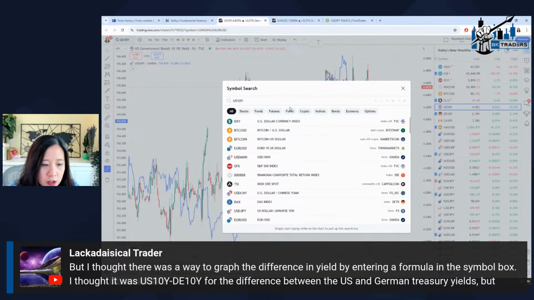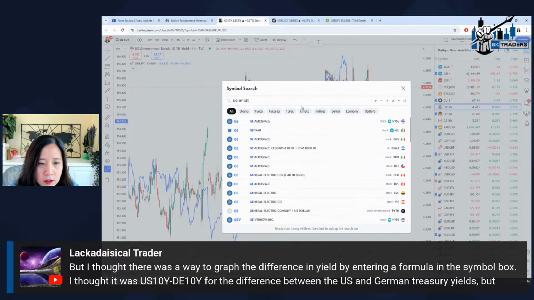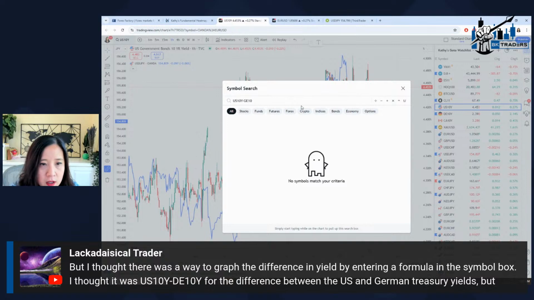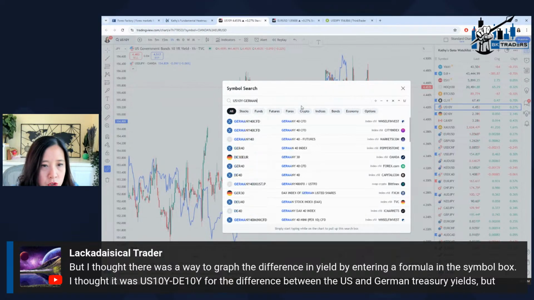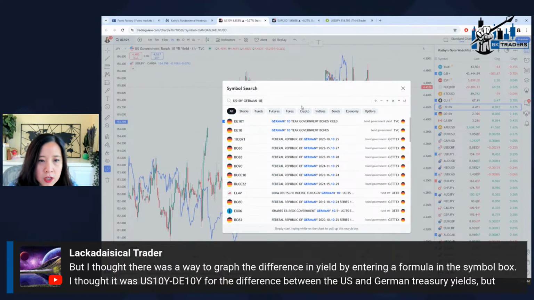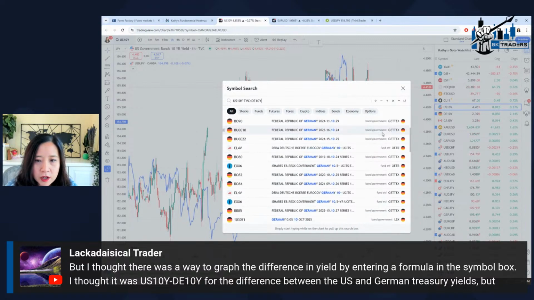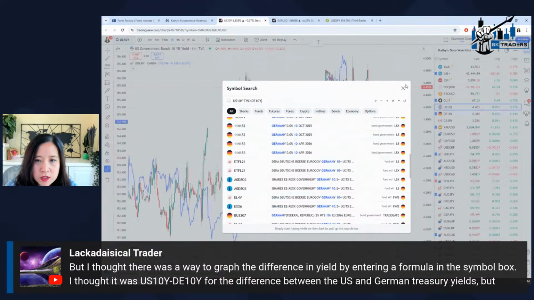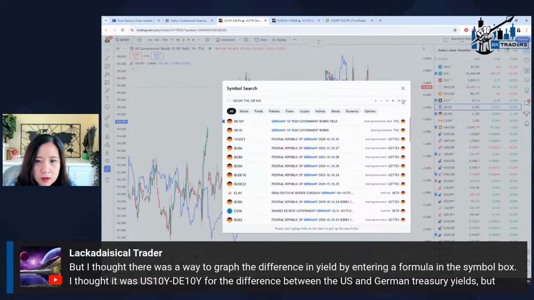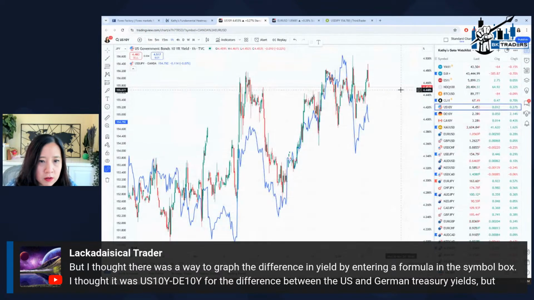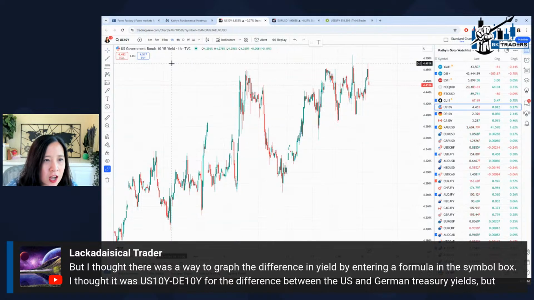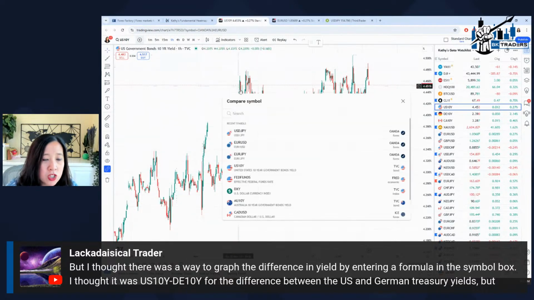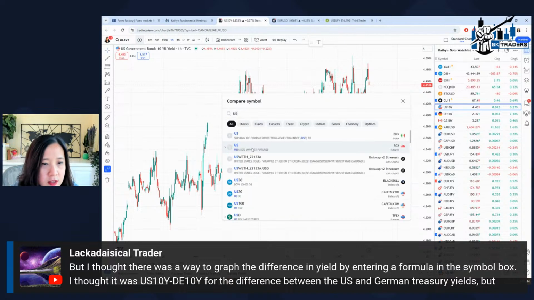Minus GE German 10-year yield. Look at that. Okay, we good to go? Is this going to give me what it wants? I'm going to have to play around with this. And TradingView does allow you to chart spreads.